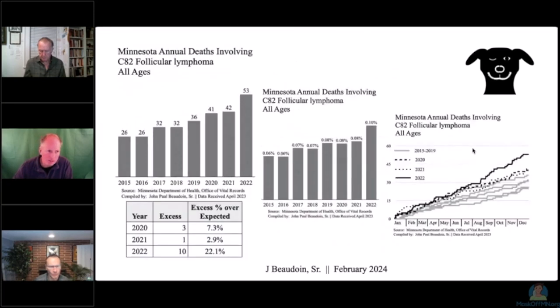Follicular lymphoma. You have a progression, and then boom, you have an extra 10 people. And if I divide by the number of total deaths, you see how this just sticks out like a sore thumb. And if you look at another view here on the right, the black is again way high.